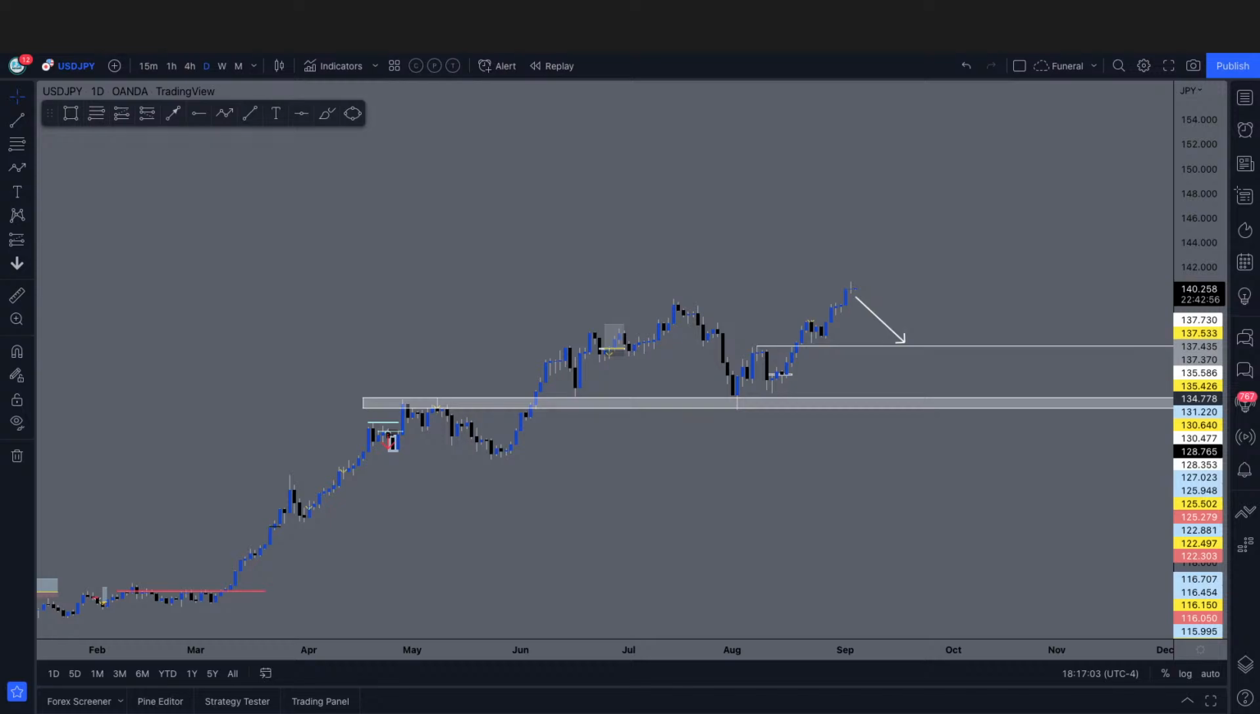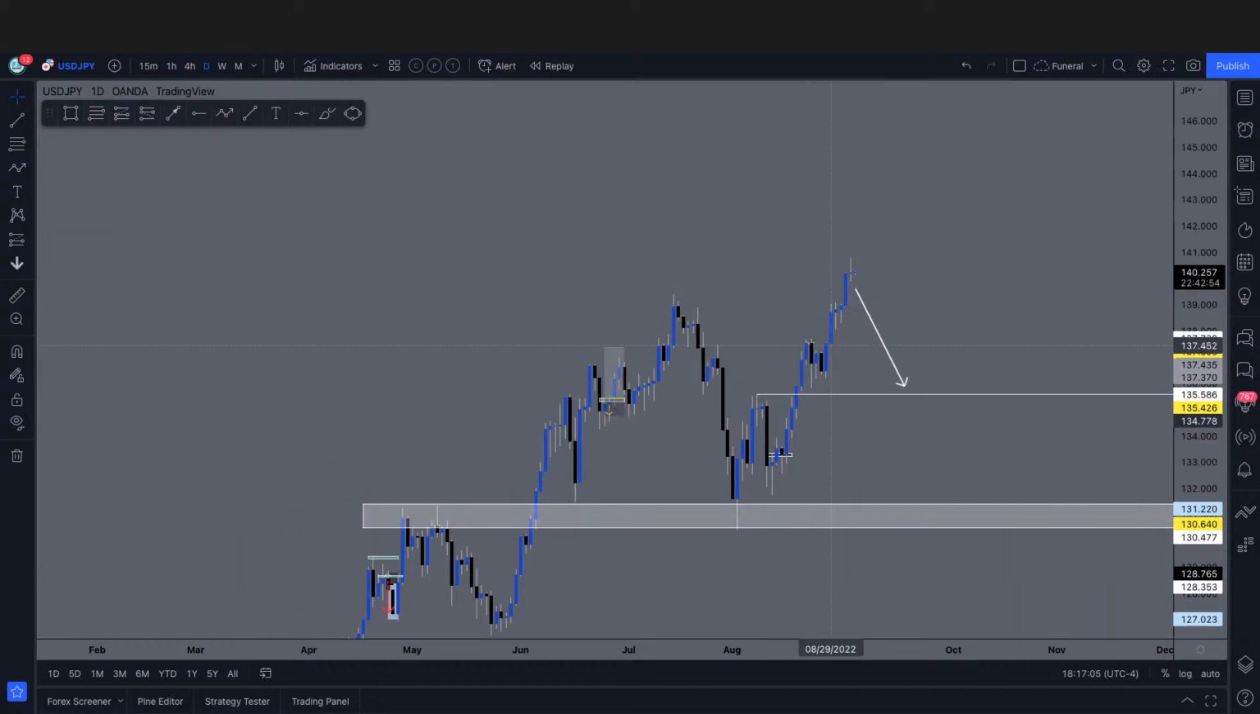If we do drop down to the daily time frame, you can see that we are overextended to the upside on the daily, and a correction is due. After the correction, we could see the continuation to the upside, which would set us up very nicely.